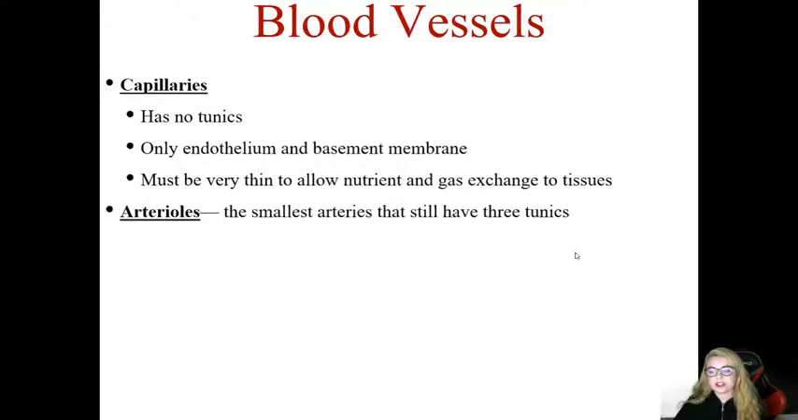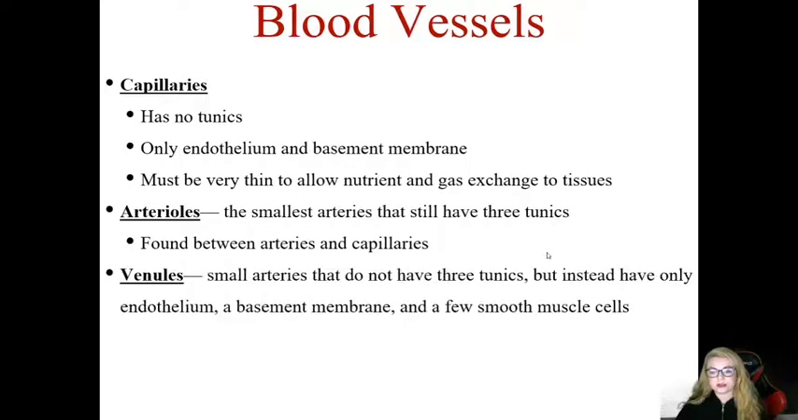Additionally, you have something called an arteriole, which is the smallest artery that still has three tunics. This is maybe a little more unfamiliar term, and these arterioles are found between arteries and capillaries. So if you have a capillary and an artery, connecting in between them, you're going to find these arterioles.